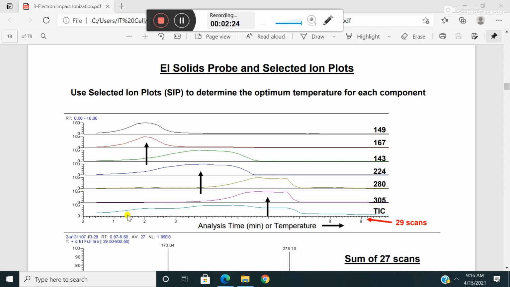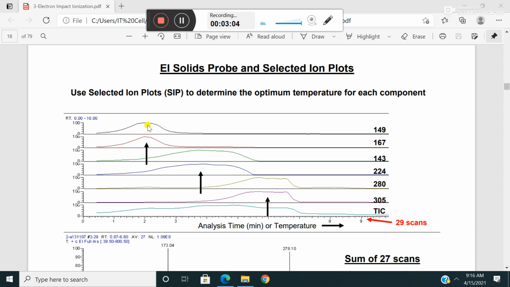On the x-axis, you can see that we are observing two things. The analysis time is increasing from left to right, as well as the temperature is gradually increasing. So when we gradually increase the temperature with the passage of time, the analysis time is also increasing. With the gradual rise in temperature, you can see that some of the components appear very early, right? They give the molecular ion peak very early, like components A, B, C.